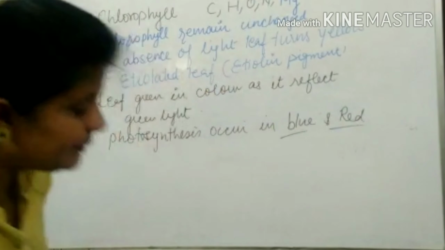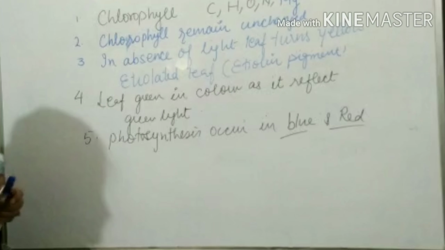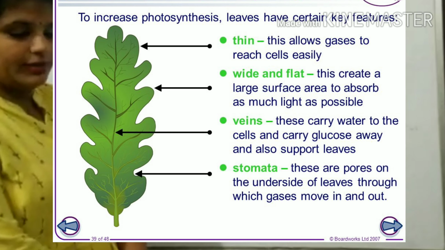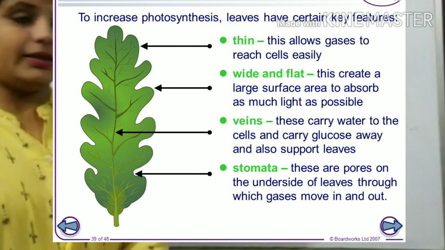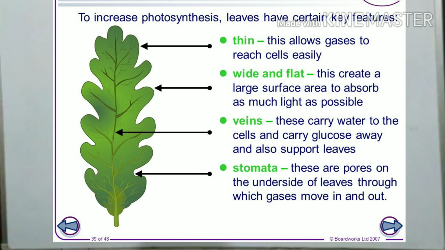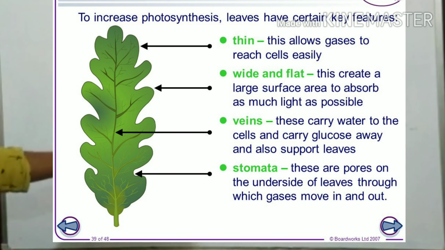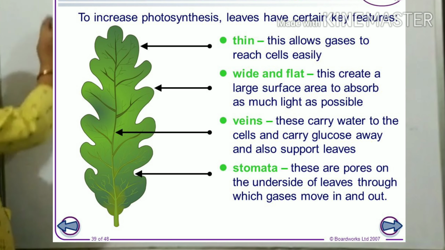Now let's understand how the leaf is adapted for photosynthesis. First we discussed the importance of chlorophyll. Chlorophyll is made up of carbon, hydrogen, oxygen, nitrogen, and the metal is magnesium. During the process, the amount of chlorophyll remains unchanged. In absence of light, the leaf turns yellow, and this kind of leaf is called an etiolated leaf, due to the presence of etiolin pigment. The leaf is green in color as it reflects green light. That's why photosynthesis is not possible in green light. Generally, photosynthesis occurs in blue and red light.